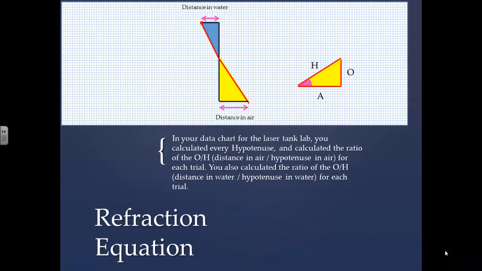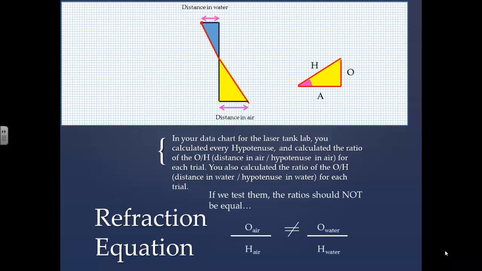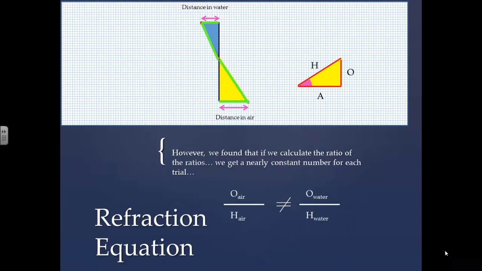In your data chart for the laser tank lab, you calculated every hypotenuse and calculated the ratio of the opposite to H, distance in air over hypotenuse in air, for each trial. You also calculated the ratio of O to H, distance in water over hypotenuse in water, for each trial. If we test them, those ratios should not be equal. Opposite air over hypotenuse in air does not equal opposite in water over hypotenuse in water.